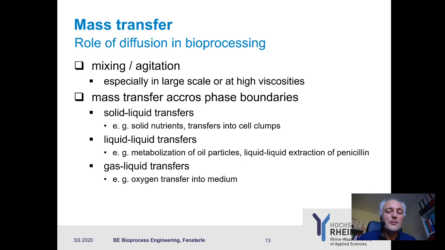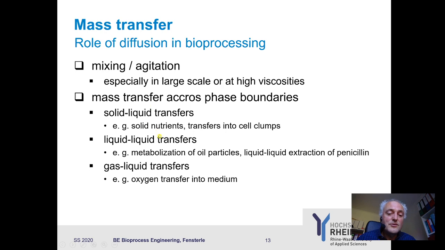So I can have boundaries of phase changes: solid liquid, liquid liquid, gas liquid. Solid liquid is of course if I have solid nutrients in my bioreactor, which are hardly soluble, for example, and which are transferred, or if I have cell clumps in my bioreactor and then the substance needs to get into my cell clumps. This can be unintentional, these cell clumps, but I could also have bioreactors where I have immobilized cells, and of course then I also have a solid liquid transfer.